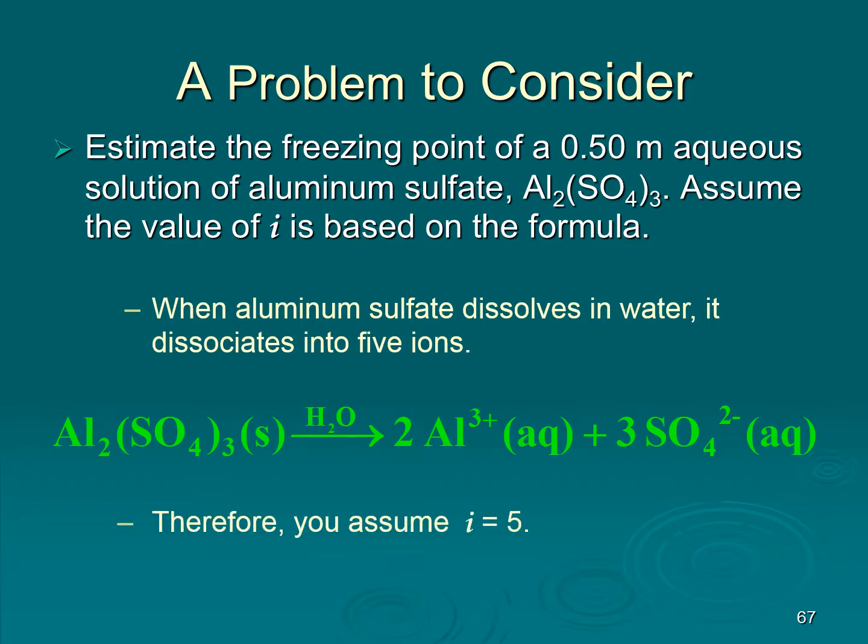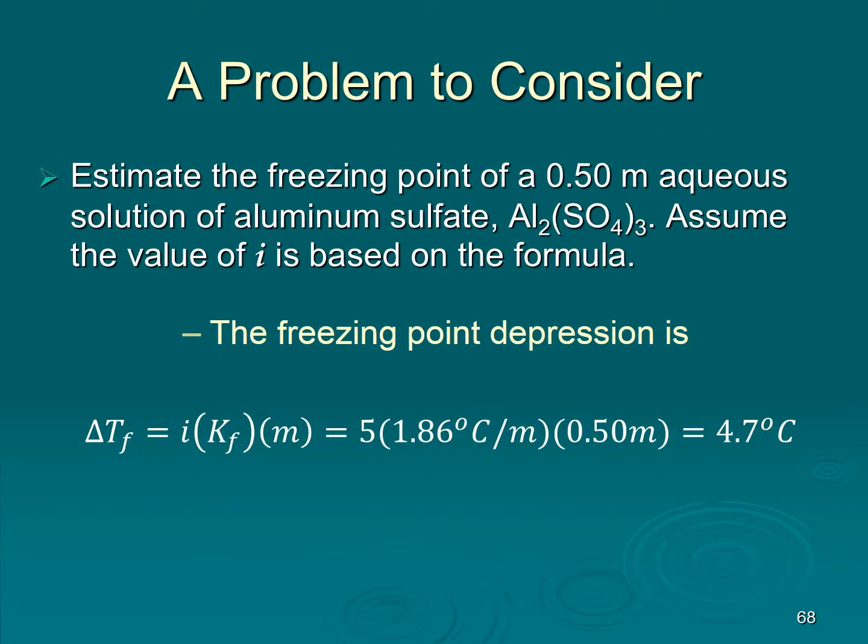Now that we know that, to find the freezing point, we're going to use the freezing point depression equation: delta Tf equals i times Kf times m. Since it's an aqueous solution, we're using 1.86 for water as the constant. The molality is 0.5. Whatever that answer is, we multiply by 5 because the concentration of particles is 5 times as great as the concentration of the aluminum sulfate. And so the delta Tf would be 4.7 degrees.